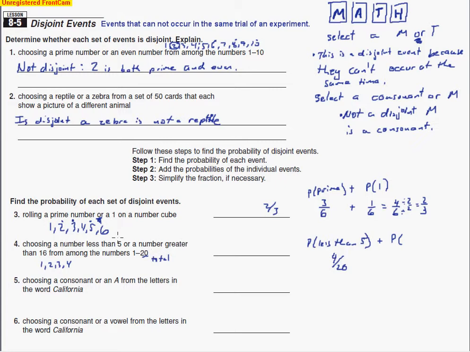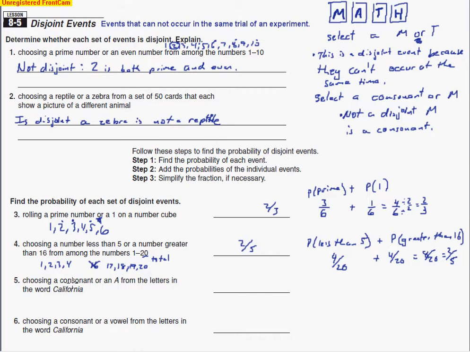So let's read what it says. We want numbers that are greater than 16. Again, the key is they cannot be the same. They have to be disjoint to use this. So greater than 16, well, it can't use 16 because 16 is not greater than 16. So 17, 18, 19, and 20. Again, that's only 4, so 4 out of 20. We add that together, we get 8 out of 20, which reduces down to 2 over 5 when I take out that common factor of 4. So 2/5 of the time, we're going to pick either a number less than 5 or greater than 16.